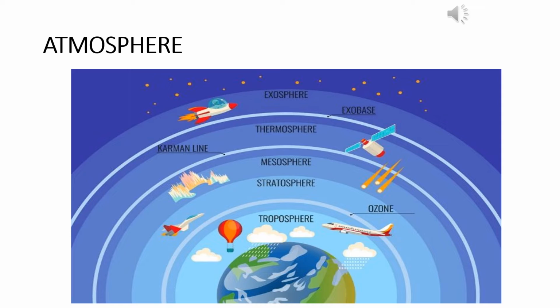Atmosphere is a layer of air, which is a mixture of different gases, surrounding the Earth's surface. It has a variety of mixtures as we go from the Earth's surface to greater heights, so it has a varying composition with increasing height.